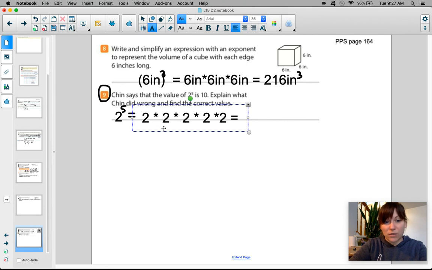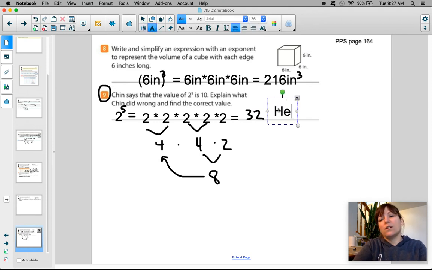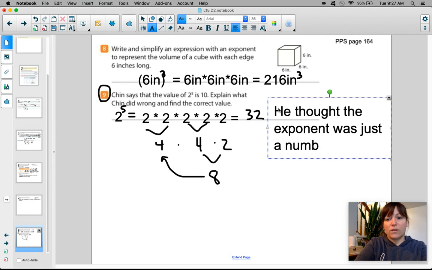2 times 2 is 4. So if you wanted to think about it that way, 2 times 2 is 4. And then I still have another 2 here. I know that this is 8. And I have to make sure I'm going back and multiplying that by 4. So I'm getting 32, not 10. So what did he do? He thought the exponent was just a number to multiply.